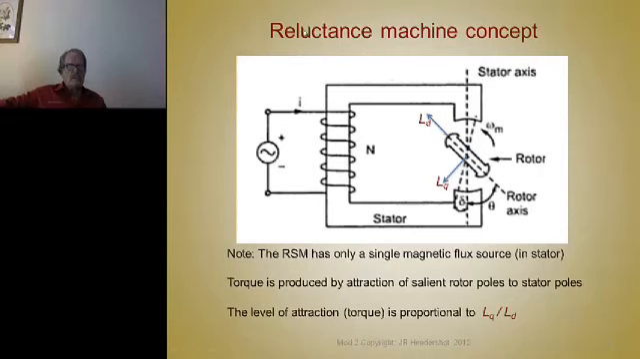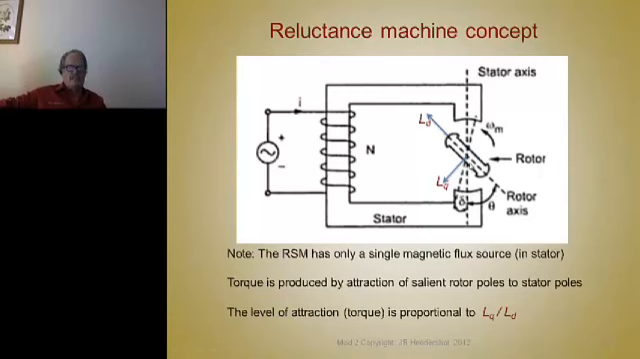So the torque that's produced by a reluctance machine is only an attracting force. There's no repelling force at all. It's only the attraction of this rotor to this stator, and it wants to align. So you turn this coil on when the inductance is low, when it's in this position. It causes it to rotate, and you turn it off when the inductance is high.